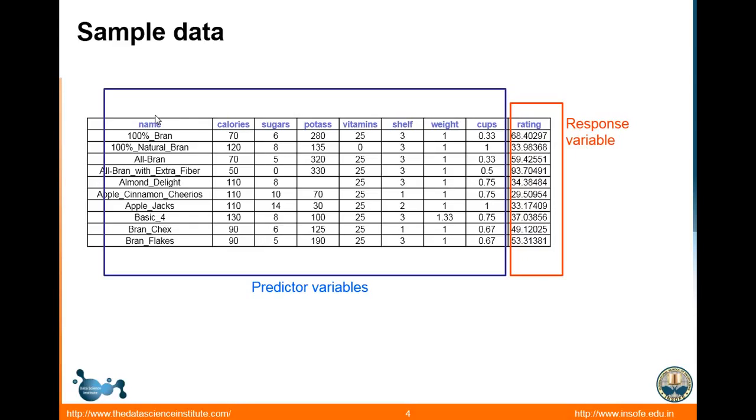So here how do we understand is, we want to predict the future values. Suppose we get another cereal name where we have the calories, sugar, potassium, vitamins, shelf life, weight and cups. We want to understand what will be the rating. So based on the past ratings as well as the nutritional aspects of each of the cereals, we can predict what will be the rating for the new cereal.